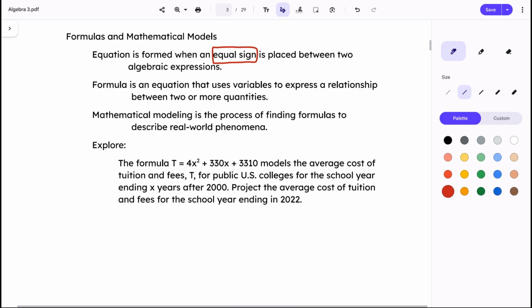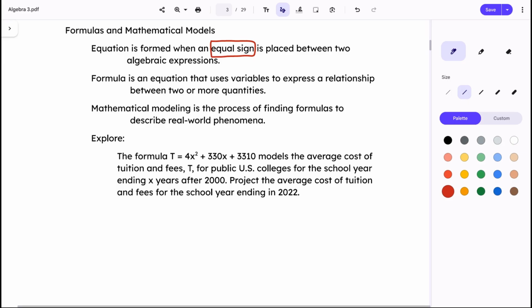We use formulas a lot to represent relationships between things like shapes or quantities. And so when we're using a formula, we're basically solving an equation. So for example, we've got this formula: T equals 4x squared plus 330x plus 3,310. This models the average cost of tuition and fees, represented by the capital T, for public U.S. colleges for the school year ending x years after 2000. Project the average cost of tuition and fees for the school year ending in 2022.